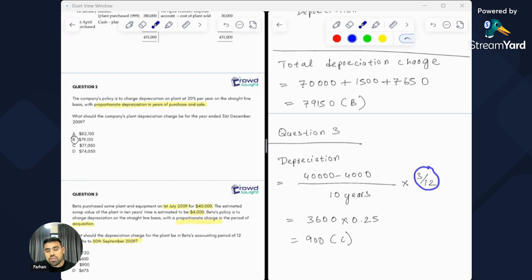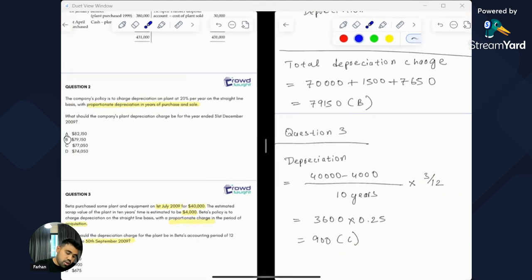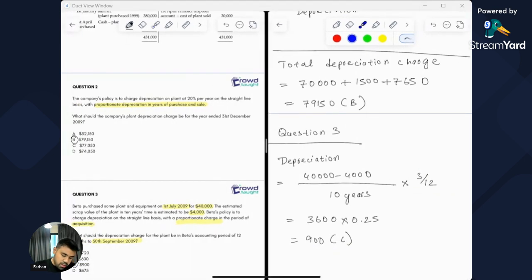And those 3 months are July, August, and September, because we're calculating the numbers on 30th of September 2009. And given that this plant was bought on 1 July 2009, this plant has been used in the business for 3 months, which are July, August, and September. So the final answer in this case is $900 once you've done all the calculations, which is option number C. Option C. Okay? All right.